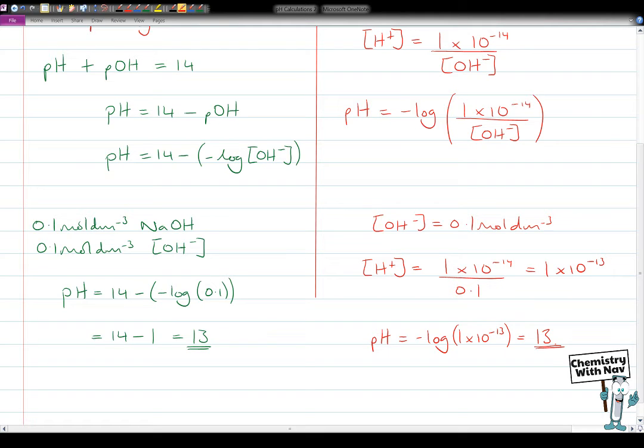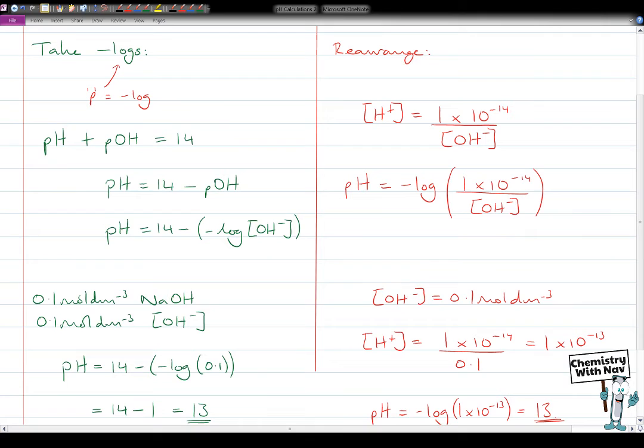So two different methods, same answer. Choose whichever one works for you. Personally, in my head, I find that the pH plus pOH equals 14 equation to be most useful and quickest to use.